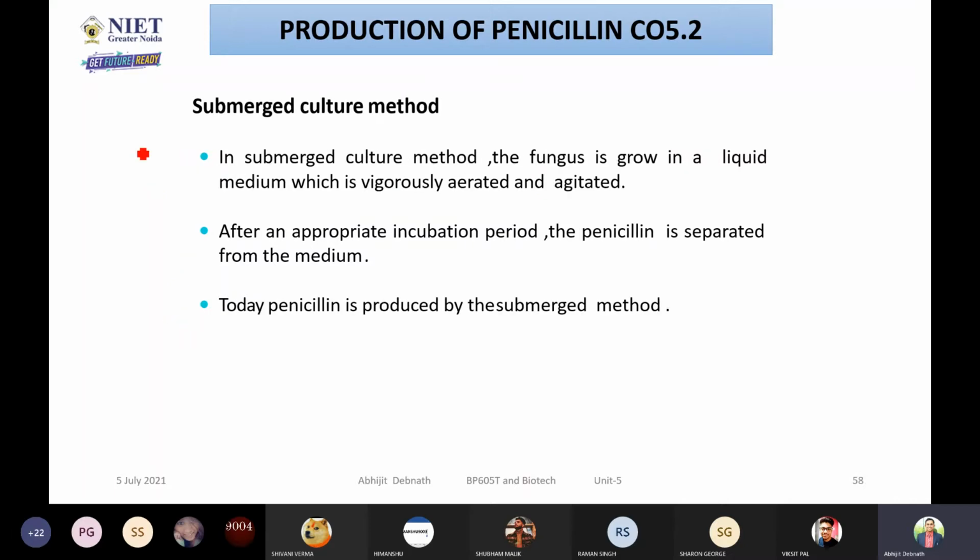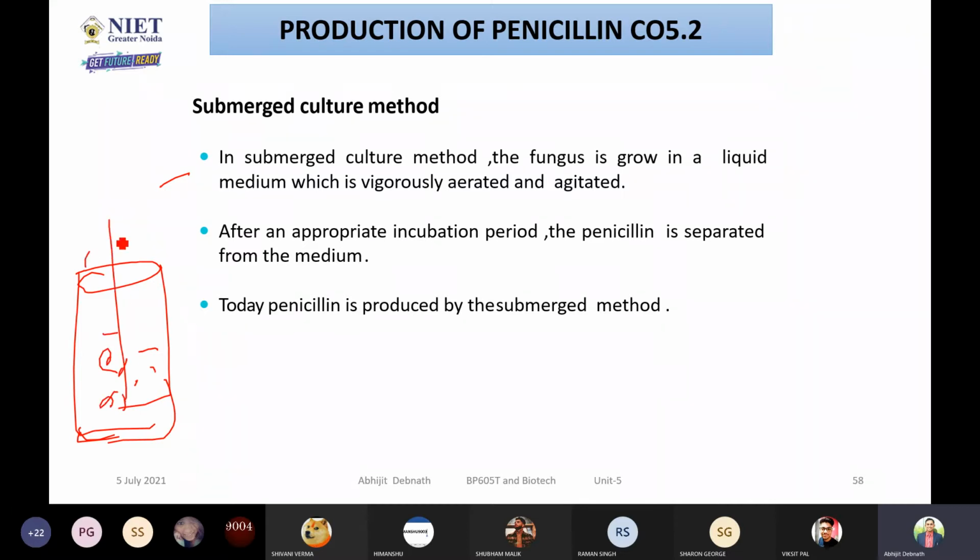What is the submerged method? Whatever I was showing you at that time, if it is a fermenter, everything will be submerged, one agitation will be there, your fungus and your medium will be in submerged condition. In the submerged culture method, the fungus grows in a liquid medium which is vigorously agitated and aerated. After an appropriate incubation period, the penicillin is separated from the medium, and today penicillin is produced by this submerged method. Okay, so that's a great thing.